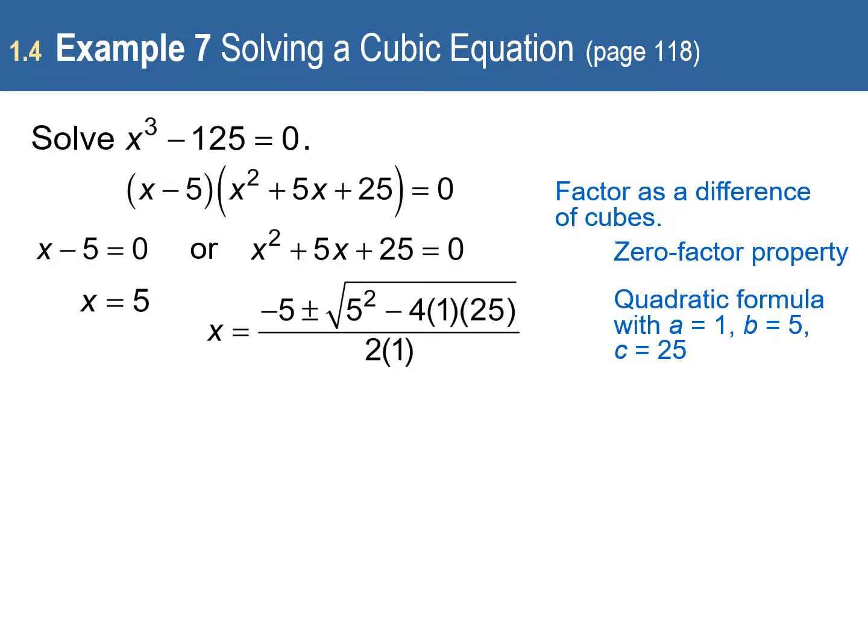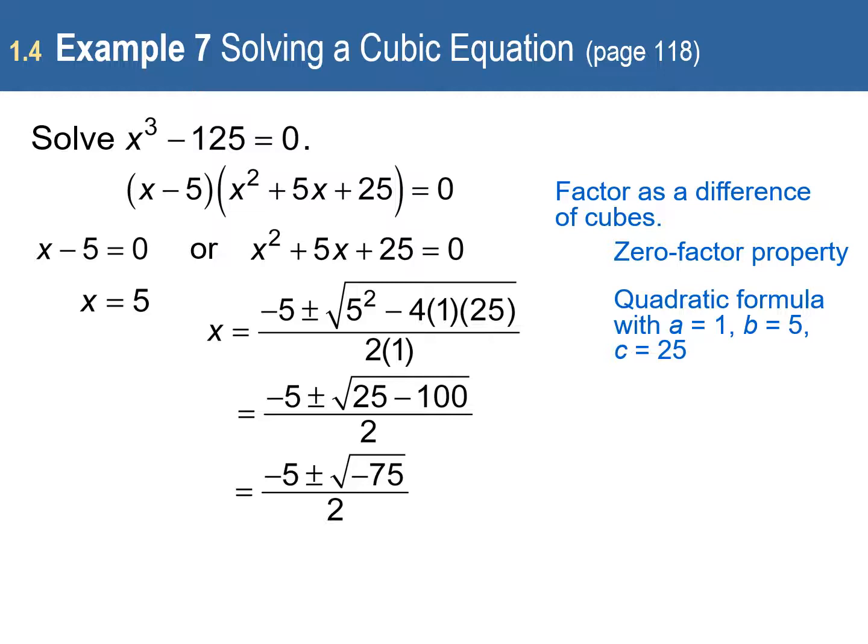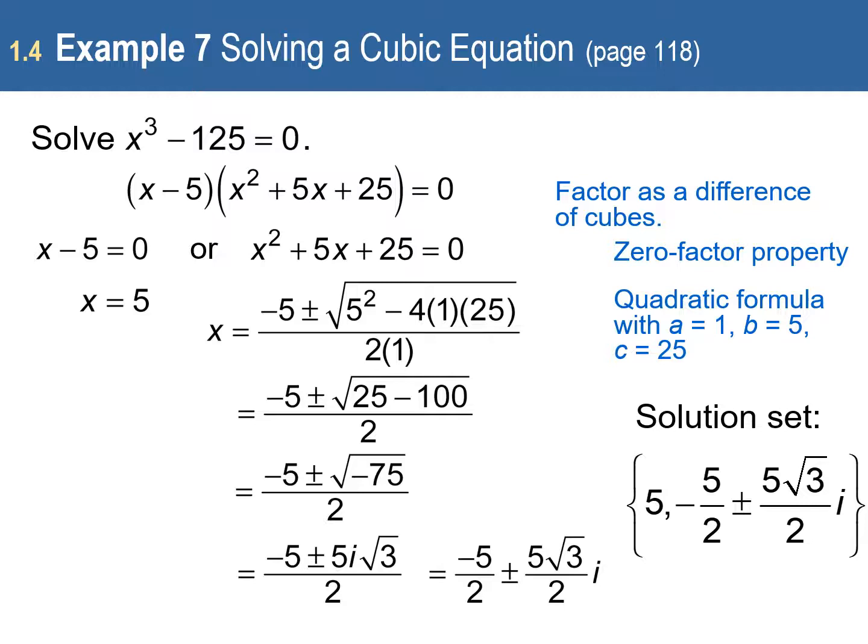So here, A is 1, B is 5, and C is 25. So when I substitute in, I get negative 5 plus or minus the square root of 25 minus 100, divided by 2, or negative 5 plus or minus the square root of negative 75, divided by 2, or negative 5 plus or minus 5i square root of 3, and the whole thing is over 2. So my solution set is 5 and negative 5/2 plus or minus 5 root 3 over 2 i.